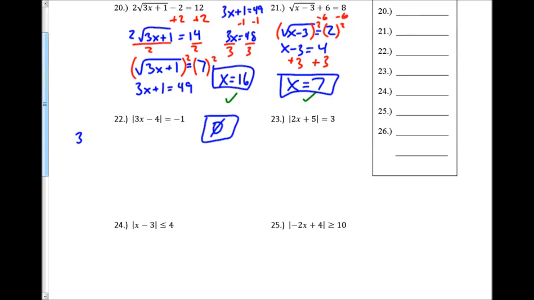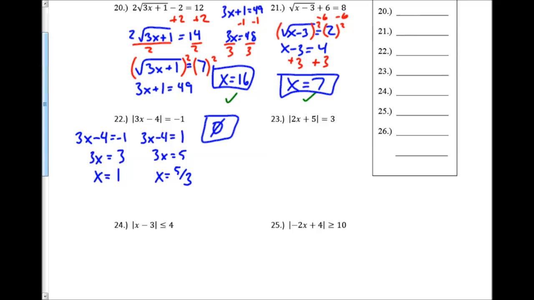If I split it up and solve it, I do the 3x minus 4 equals a negative 1, and then the 3x minus 4 equals a positive 1. I could solve each of these. I add the 4 to each side, and then divide by the 3. Here I add the 4 to each side, and then divide by the 3. The two answers I get, neither one of them is going to be valid. Plug them back in, they don't work.